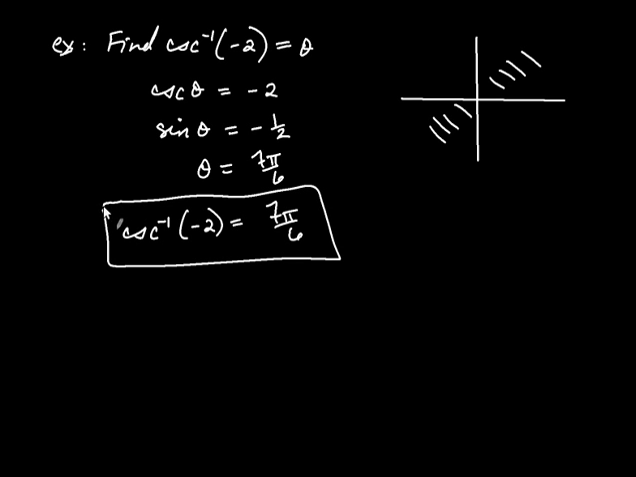Okay, so now, as I mentioned before, different textbooks end up with different ranges for inverse secant and inverse cosecant. And we chose our ranges to be in the first and the third quadrants because we're going to find that useful in calculus 2. Okay, until next time.